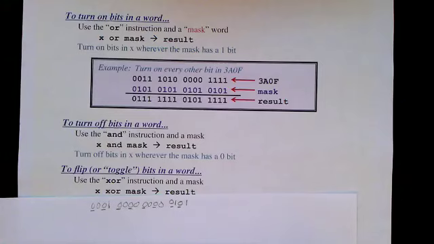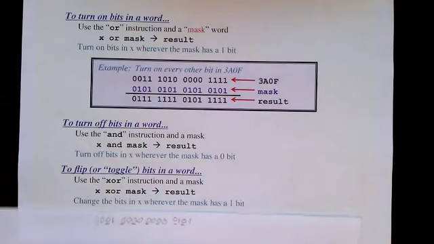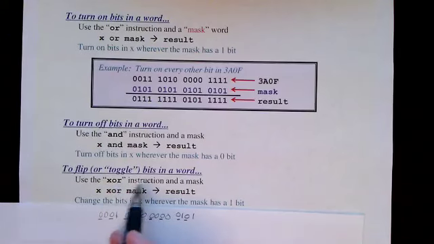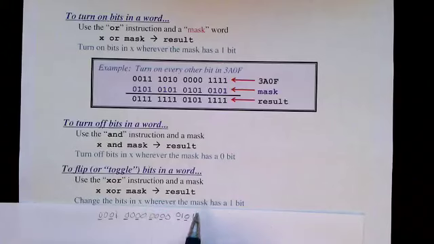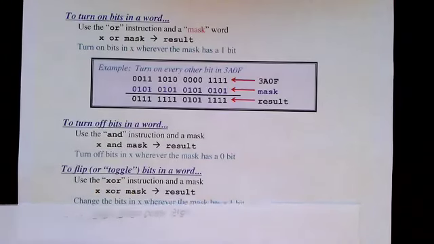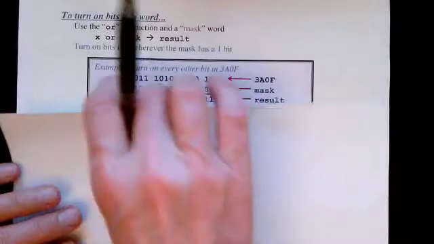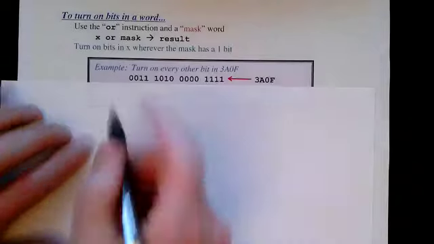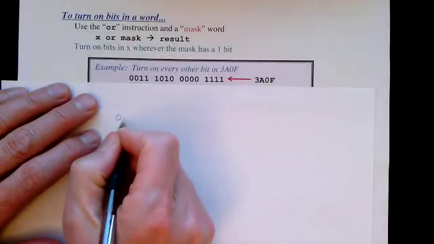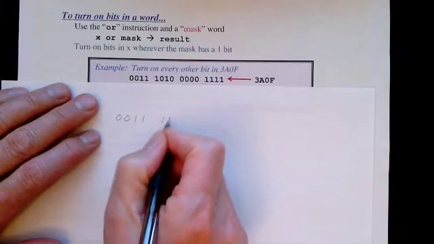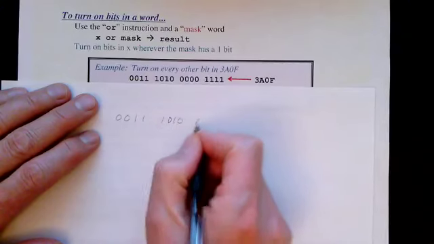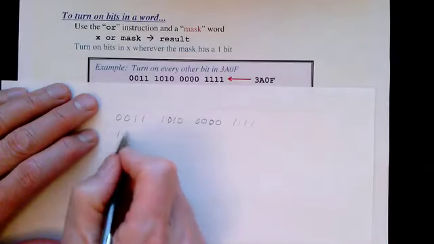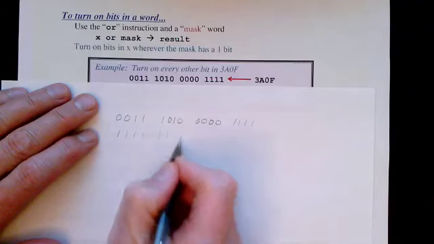And finally, if you want to toggle the bits, you use the exclusive OR function. So everywhere the mask has a 1, we flip the bits. So let's say we want to take this value here and flip all the bits. 0, 0, 1, 1, 1, 0, 1, 0, 0, 0, 0, 0, 1, 1, 1, 1. And we want to flip every single bit. So we just put all 1 bits there.